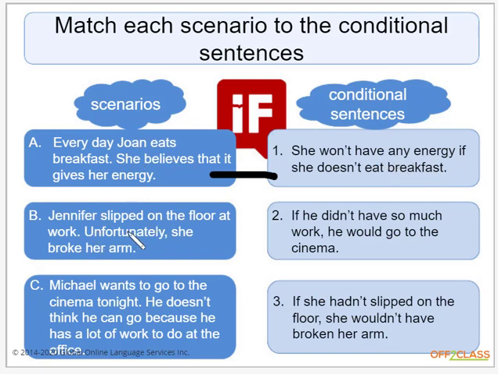Jennifer slipped on the floor at work. Unfortunately, she broke her arm. If she hadn't slipped on the floor, she wouldn't have broken her arm. Michael wants to go to the cinema tonight. He doesn't think he can go because there's a lot of work to do at the office. If he didn't have so much work, he would go to the cinema. Right? That's what conditional looks like, so understand that.